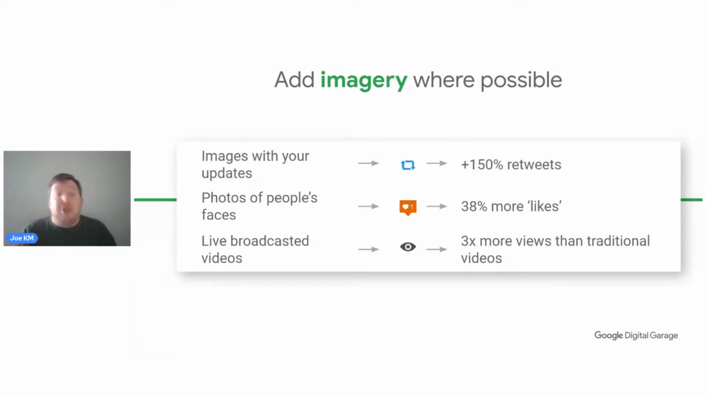But basically, they'll spot it because it's got an image that they may be able to link to their thought process. It's an exact word, but it's not coming to me. People's faces get up to 38% more likes, because it's just simple human instinct. Attention span was the word I was looking for. Sorry, people. Live broadcast videos.